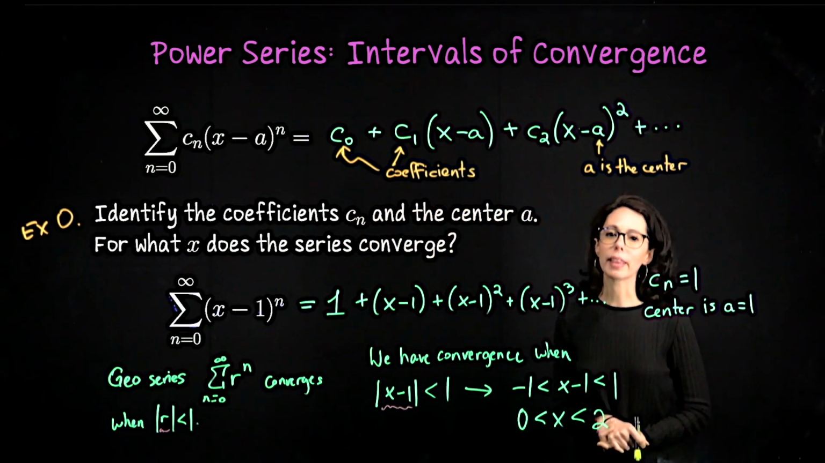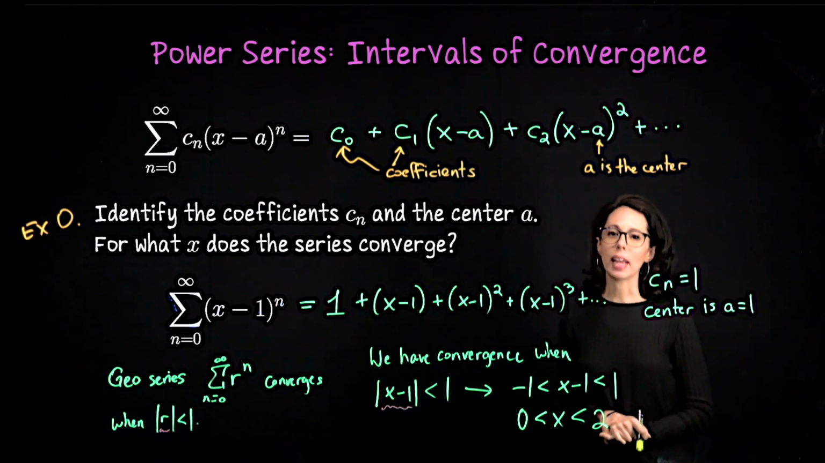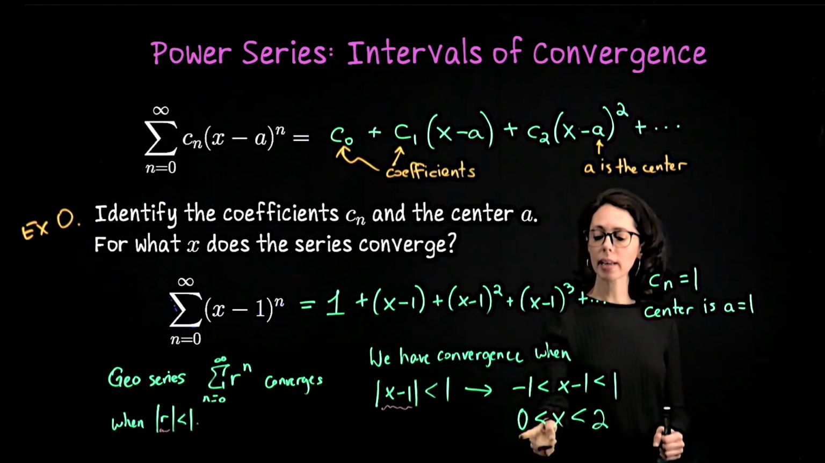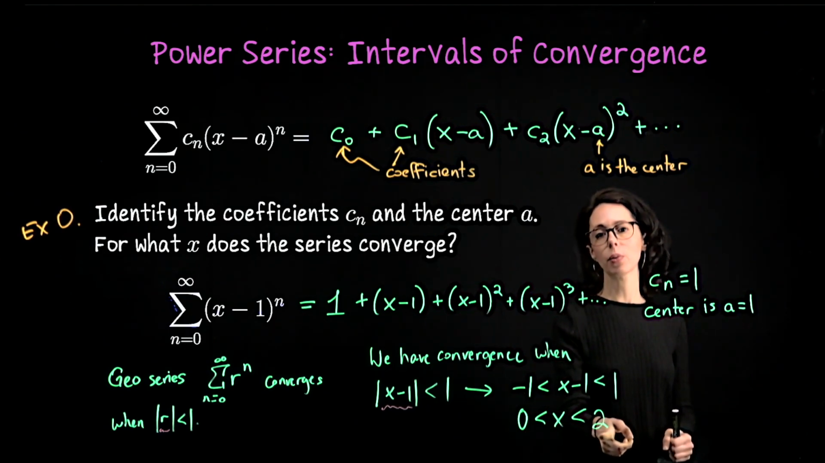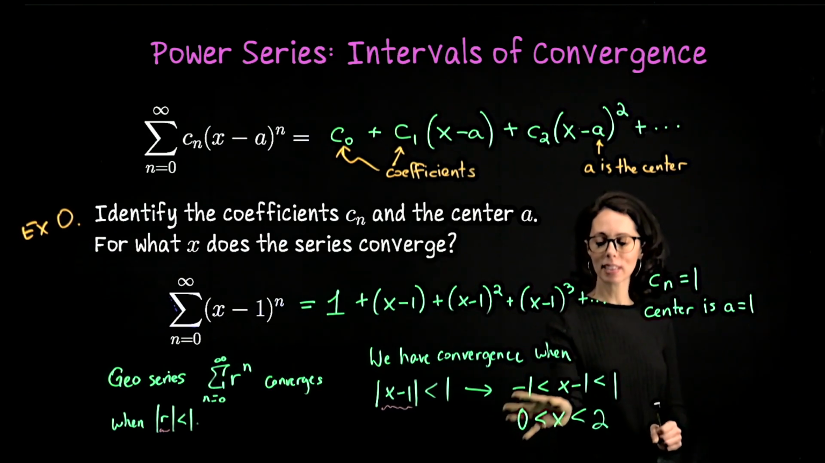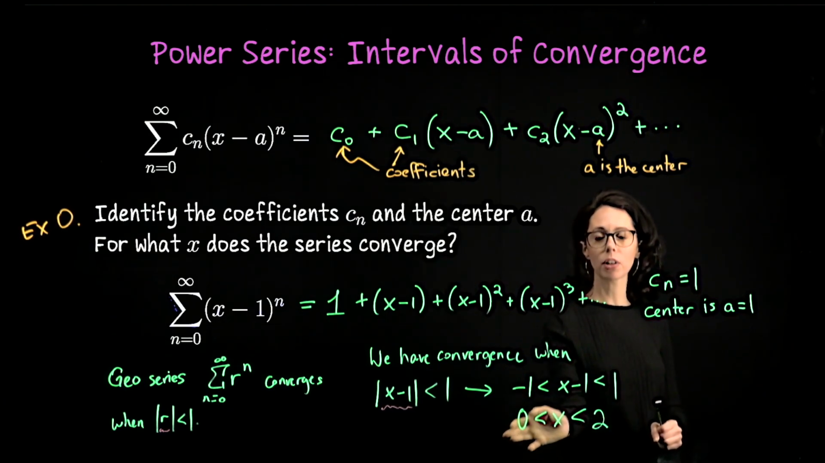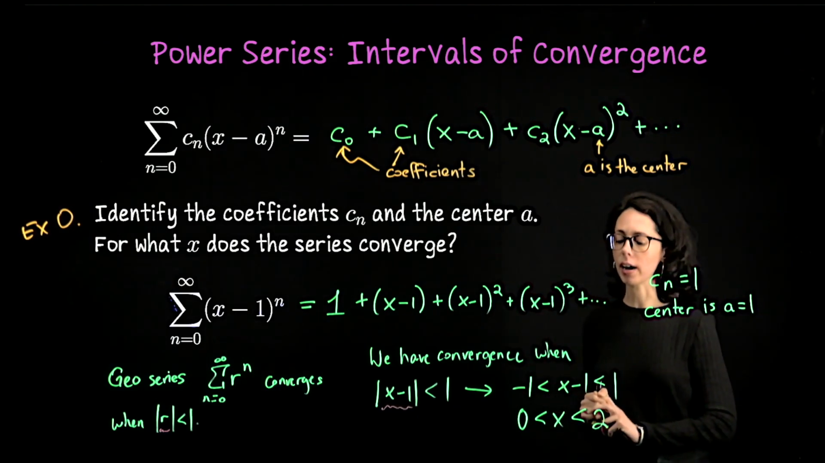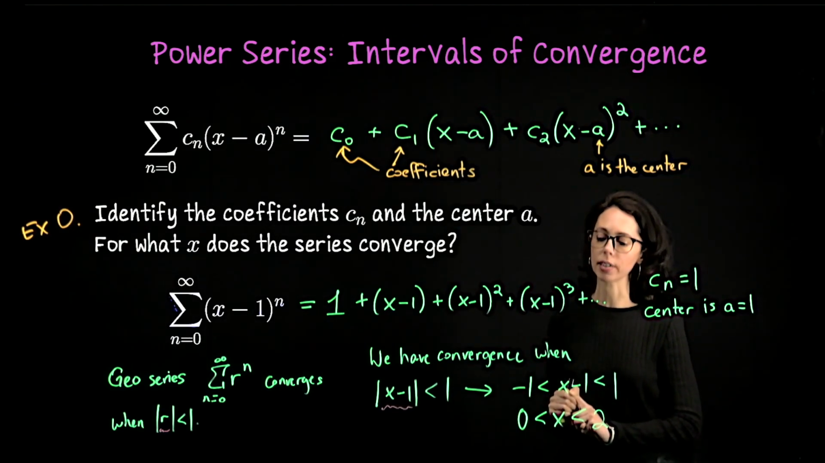However, I would like for you to get in the habit of taking a minute and analyzing the endpoints of the interval of convergence. So what happens when x equals 0, and what happens when x equals 2? It's possible for a power series to start with this kind of interval of convergence, and you actually pick up convergence at either endpoint. So again, it's just a good habit to have whenever you are analyzing the interval of convergence for a power series.